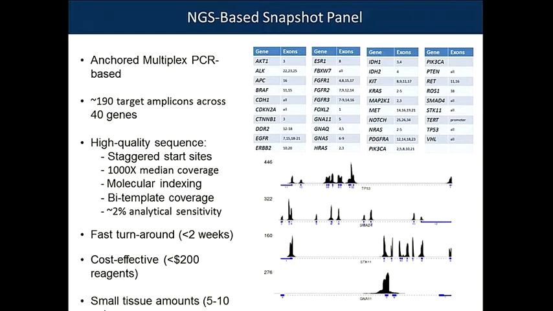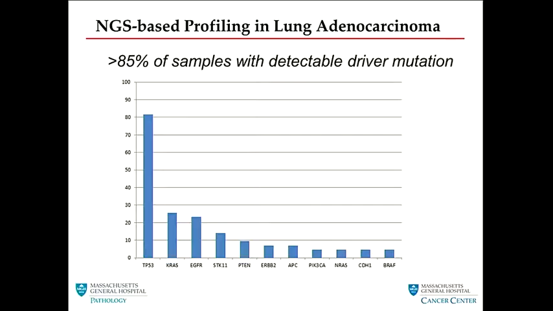The bonuses are that we now have very high quality sequence based on this technology. It can be done quickly, cost effective, less than $200, with 5 to 10 nanograms of input material. Right, so do you want a big gun $5,000 assay, or would you like a well, not that rapid for us, but potentially rapid assay? And the good news, I would say, is that we're getting more comprehensive. Instead of 60% of samples having a detectable driver, we're now over 85% of lung adenocarcinomas.